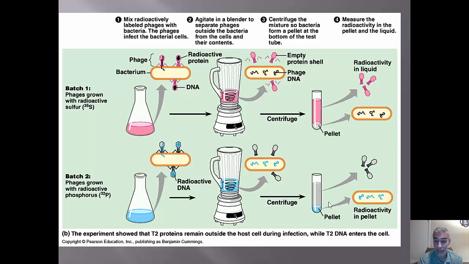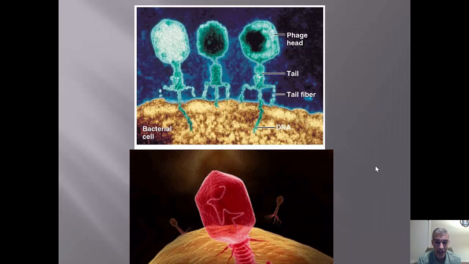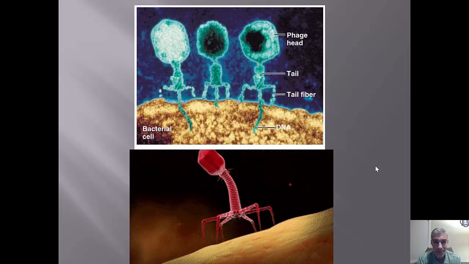So this caused the bacteria to become radioactive, and thus we learned that, again, DNA was the thing that was passed, in this case, from the phage to the bacteria. So 2 separate experiments showed that DNA was the thing that passed the trait on, or the thing that was passed. And here's showing you how it actually works. It injects its DNA into the bacteria, like that.